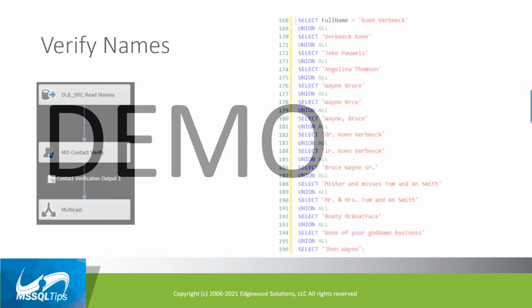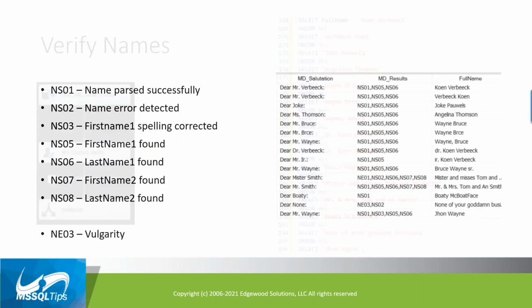All right, so back to the names. Here it says, okay, I parsed the name successfully, or I detected some error. And then it can also distinguish whether there are two persons in the names. Do we have a first name and a last name, and a second first name and a second last name? It'll give you codes if it actually found that there are two people in these names. And as I mentioned, it can detect vulgarity, so I get a result code for that one.